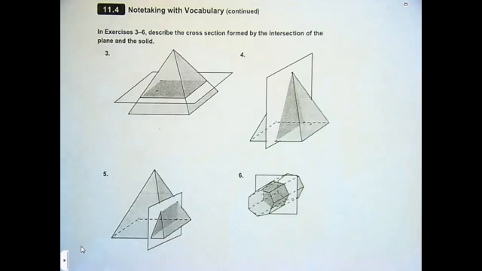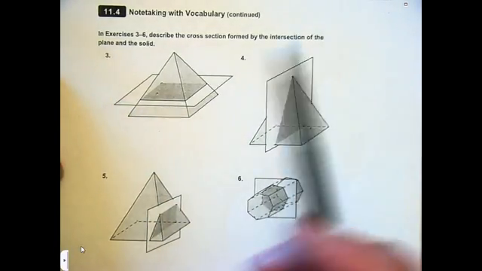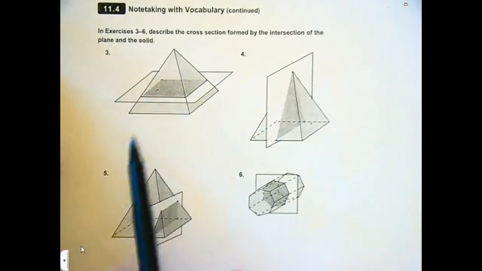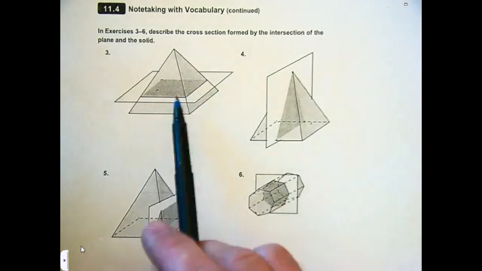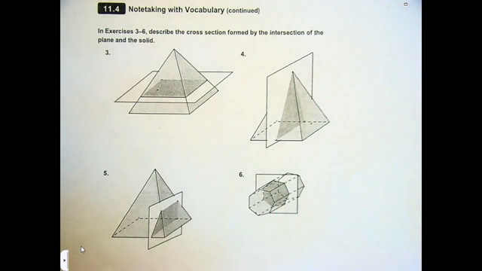All right, number 3. Describe the cross-section. Notice cross-section. When you take a plane and slide it through and you chop a polyhedra or a prism or something, in this case you've got your pyramid or your hexagonal prism. Is that hexagonal? No. That's hepta. That's 7 sides, okay?